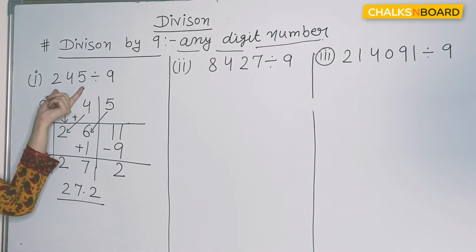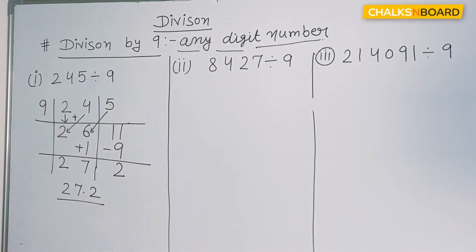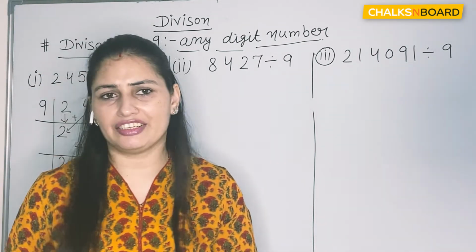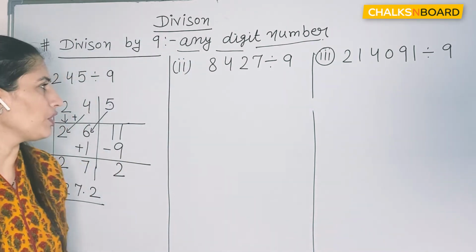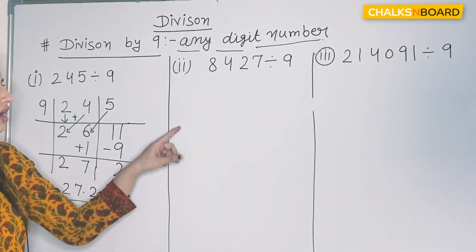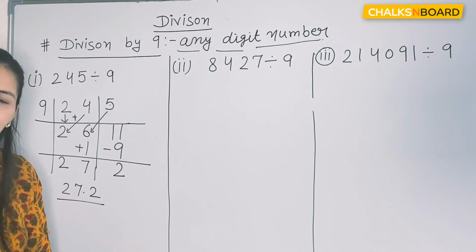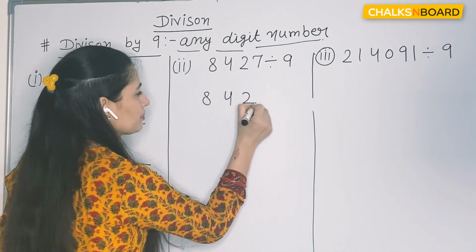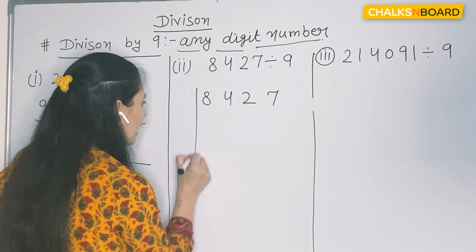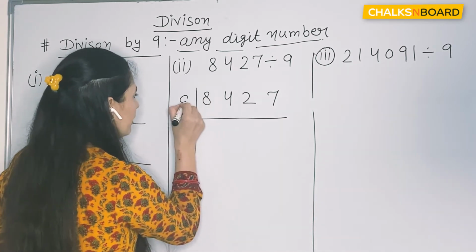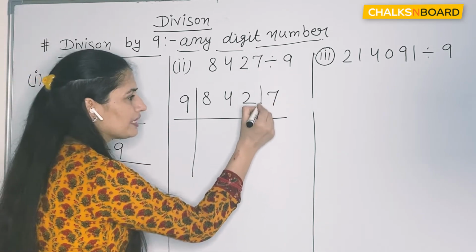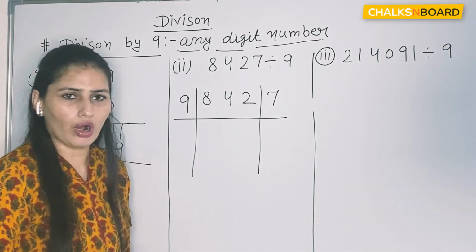when we divide 245 by 9. So this is the trick जिससे आप कितने भी डिजिट के नंबर को 9 से इजीली डिवाइड कर सकते हैं. So let's see one more example here, that is 8427 divided by 9. First write the number as it is and write divisor here. As divisor is a single digit number, so we have to split this number by 1.